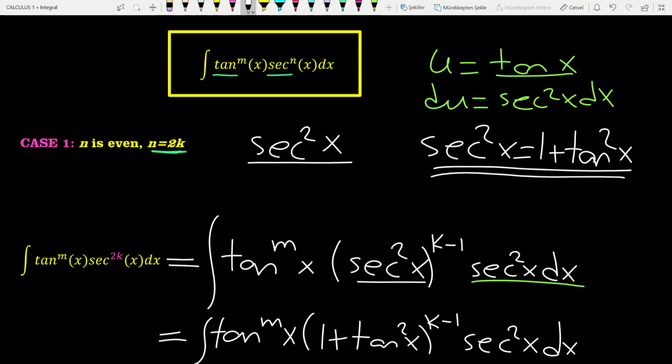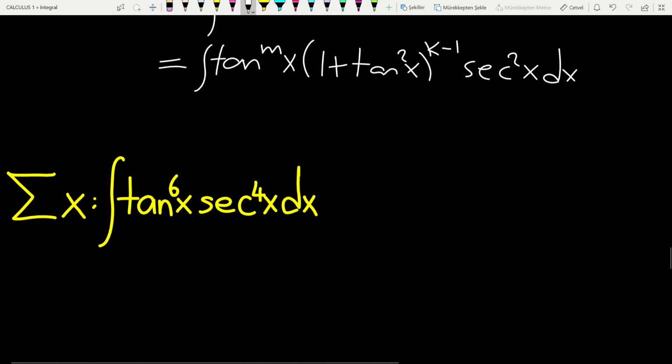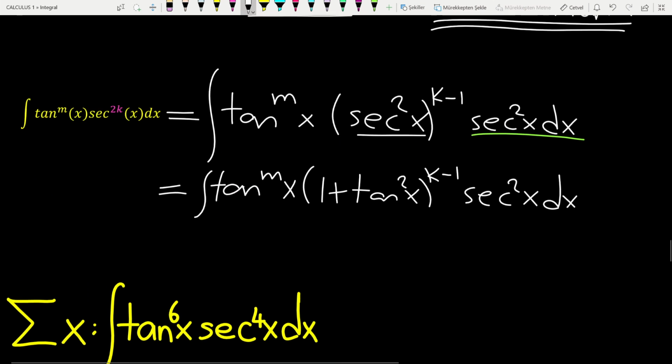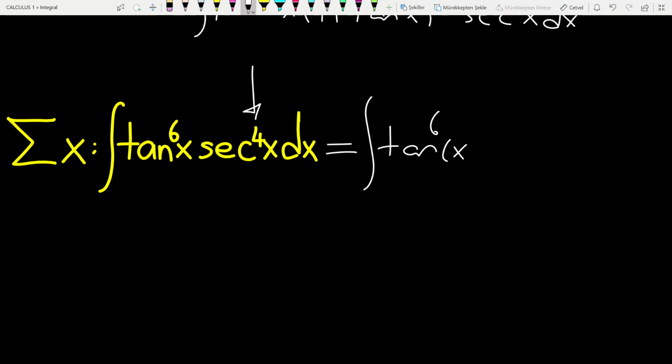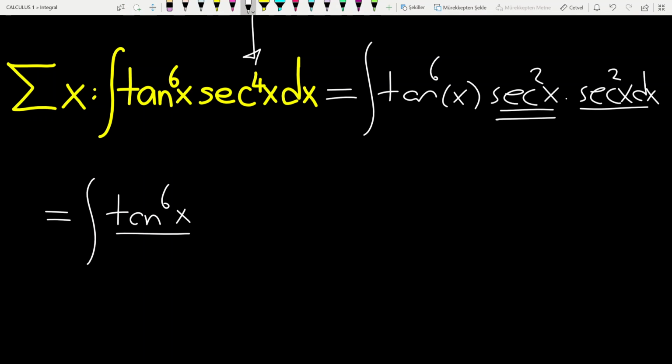Let's look at the problems. As you see, in the first case, the power of secant is even. And in this problem, the power of secant is even. This is 4. I should save 1 secant squared function. We have tangent to the power 6 x times secant squared x, and save 1 secant squared x. Instead of secant squared x, I have 1 plus tangent squared x. And finally, the rest is secant squared x dx.